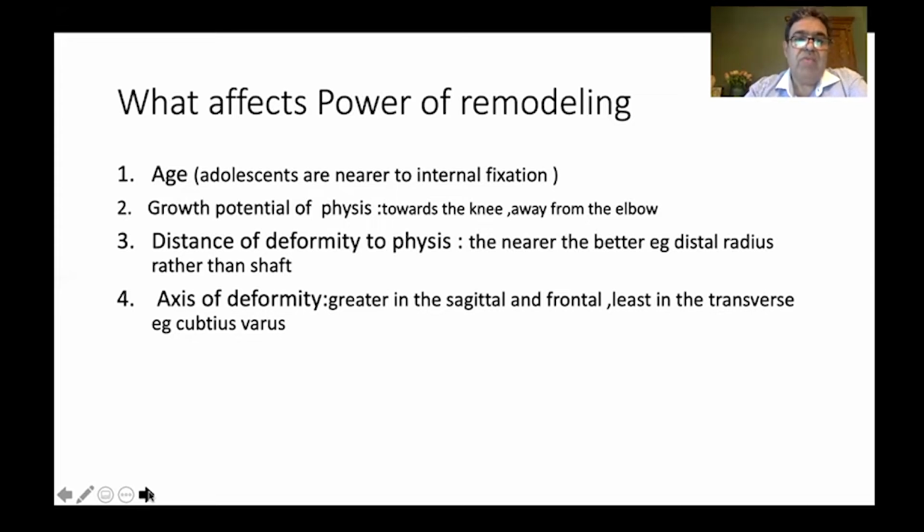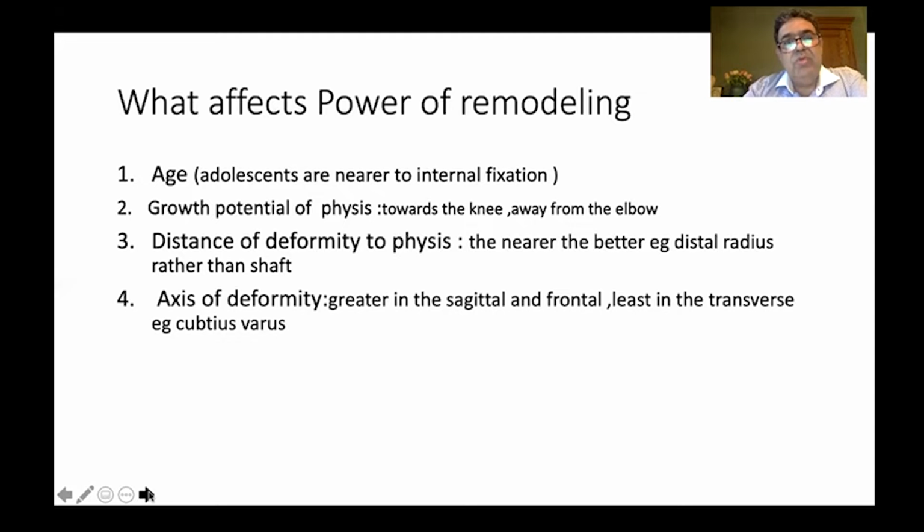Of course, when we have an adolescent, his growth will stop very soon, and that's why he's very prone to need internal fixation, while a child of 2 or 3 years, of course, has a very high capability of remodeling because he has something like 12 more years of remodeling, and that's why major deformities are acceptable and are supposed to remodel. The second point that affects the remodeling is which growth plate.